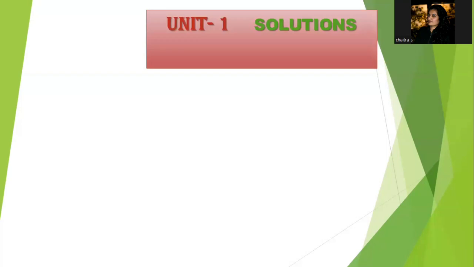Our today's concept is the solution. The solution chapter is in the 11th and 12th standard. Okay, what is a solution? A solution is a homogeneous mixture of two or more substances. What are those two or more substances? A solution is a mixture of a solute and a solvent.